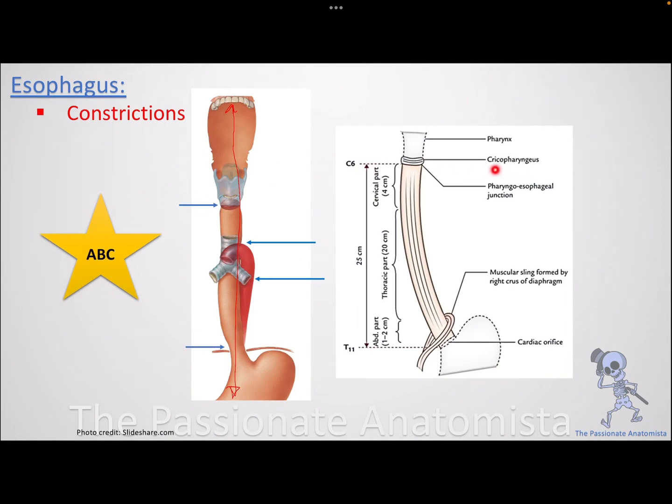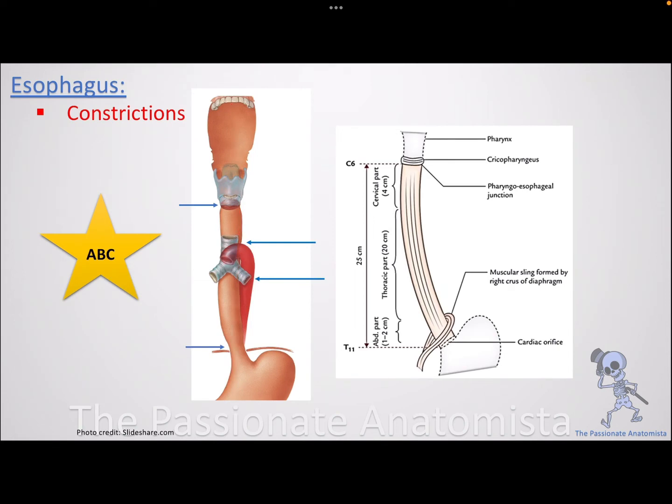Remember your ABC. The first one is made by the cricopharyngeus muscle, and that is at the pharyngoesophageal junction. This is the start of the constrictions. Now, next to that is your ABC. A is made by the arch of aorta. B is made by the left main bronchus. Here aorta, here bronchus, and C is at the cardiac orifice of the stomach. All right. So these are your constrictions, the normal constrictions you have in your esophagus.